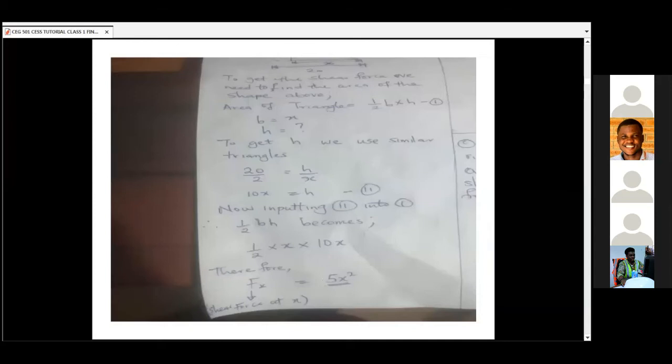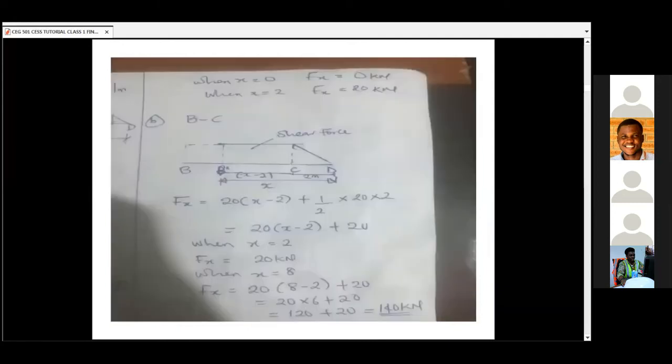So moving on, when X equals 0, Fx equals 0 kilonewton. And then when X equals 2, Fx equals 20 kilonewton.